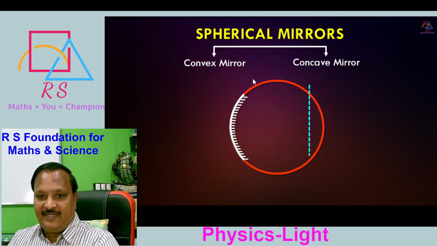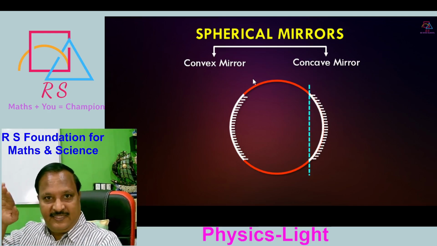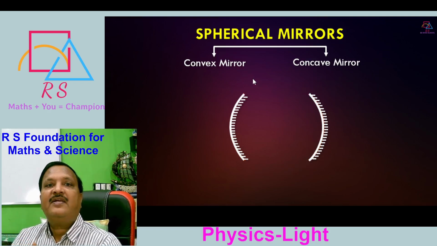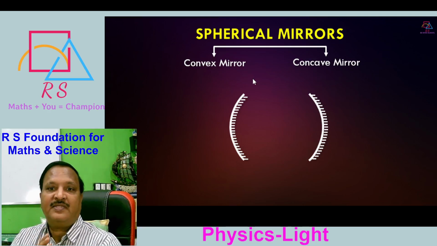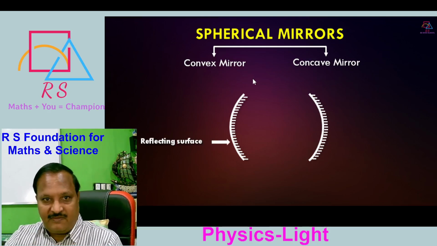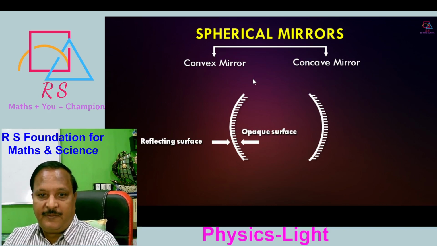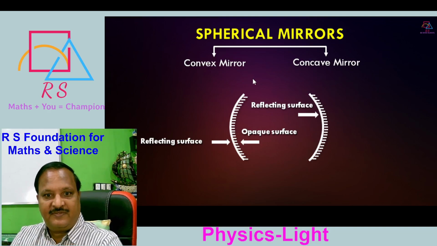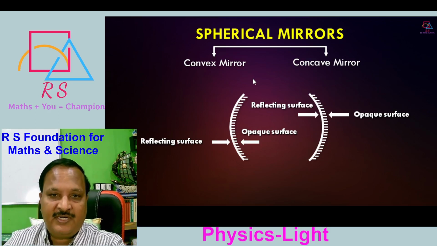Now you take another one and cut. This side is coated with silver, then the reflecting surface will be in there. So that is known as a concave mirror. I hope you have understood what is a convex mirror and what is a concave mirror. In a convex mirror, the reflecting surface comes out, and the opaque surface will be inside. In the concave mirror, the reflecting surface will be on this side, and that is the opaque surface, that means the silver coated surface.